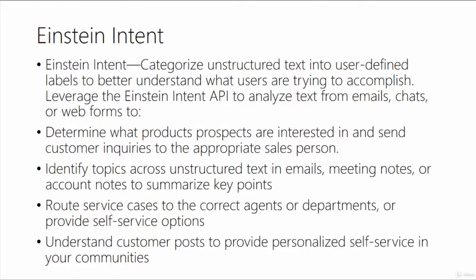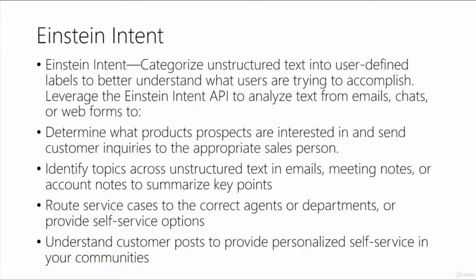So first, the Einstein intent. Basically, we categorize unstructured text into user-defined labels to better understand what users are trying to accomplish. Then we leverage the Einstein intent API to analyze the text from emails, chats, or web forms to do several things. First, we can determine what products prospects are interested in and send customer inquiries to the appropriate salesperson.